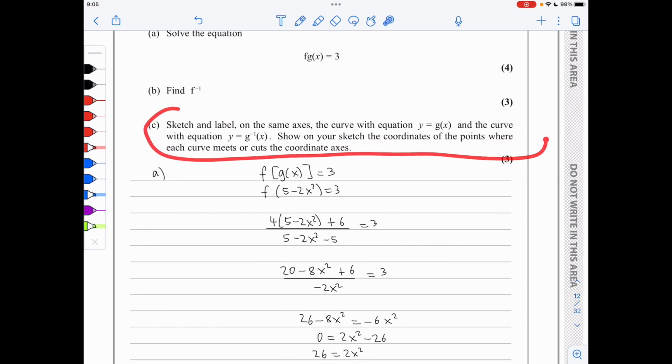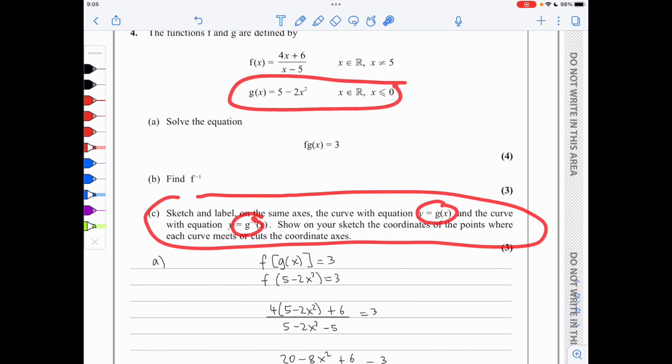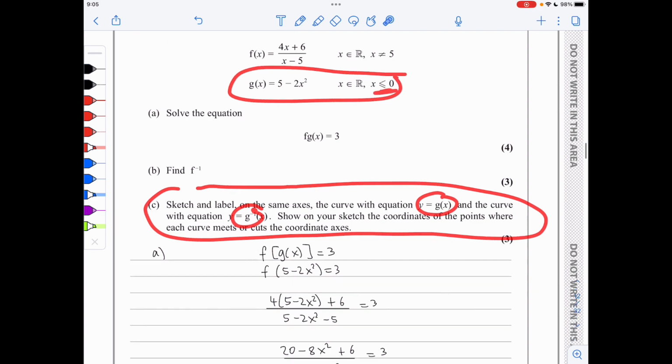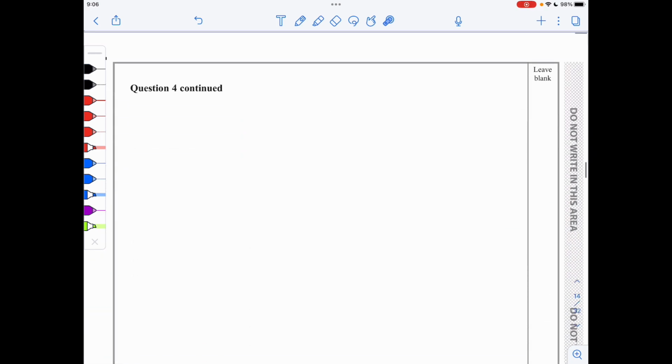In part C, we need to sketch and label g of x and g inverse of x. So to do that, we will start by considering the graph of g of x, which was defined to be 5 minus 2x squared for x being less than or equal to 0. So let me write down the equation for g of x. It's 5 minus 2x squared, and we've got x less than or equal to 0. We can see from the equation that g of x is always less than or equal to 5. The shape will be an inverted parabola, so it will be something like this.